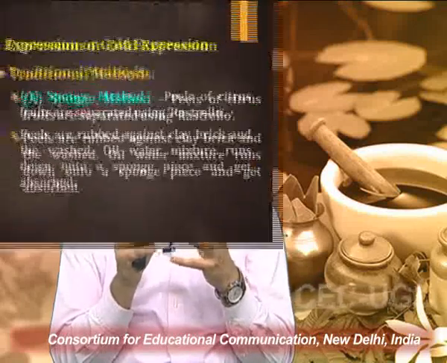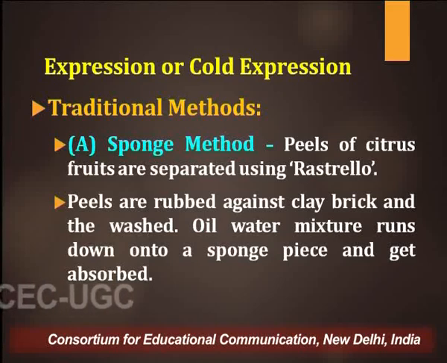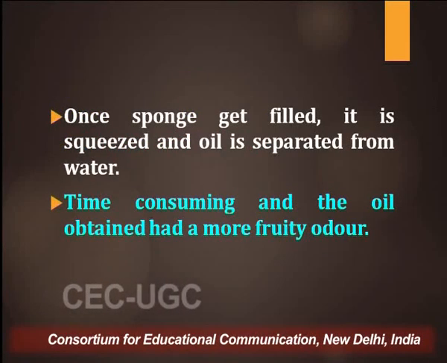In sponge method, the peels of the citrus fruits were separated by a knife known as rastrello. Now before we move further, these expression methods are largely used to extract oils from the citrus fruits. So once these peels are separated from the citrus fruits, they are rubbed on a clay brick, and they are continuously washed with water. Now this oil and water mixture is being absorbed on a piece of sponge. Because you are continuously washing the rubbed material, it will wash down to a piece of sponge where it gets absorbed. So once the sponge piece gets saturated with the oil and water mixture, it is squeezed and that mixture is separated from the sponge.